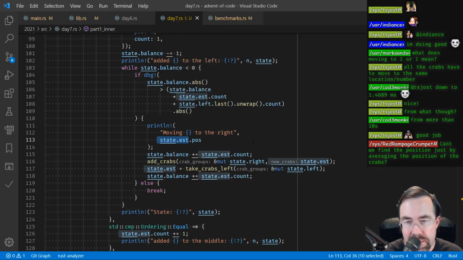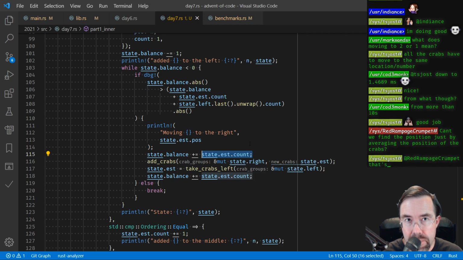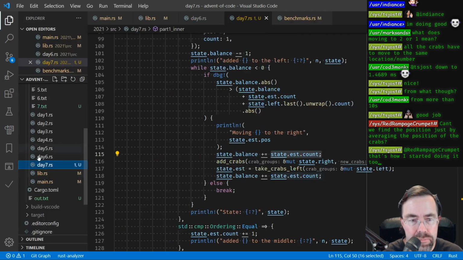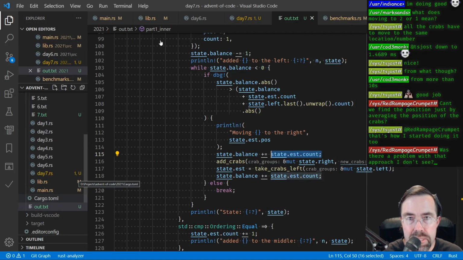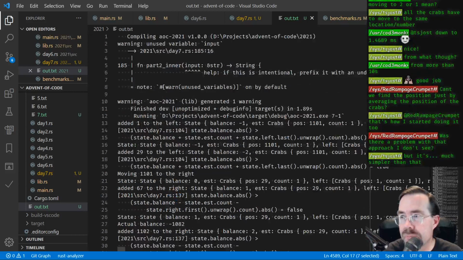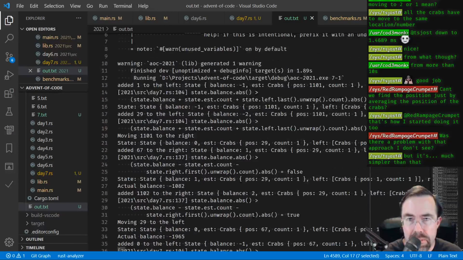I think then I don't add the count. I just add, no, I do have to add the count because it's that many crabs. So how am I off in this balance then? Should I just look at the top of this out file? Which is now such a massive file, it takes a long time to load. And it's really lagging when I scroll.